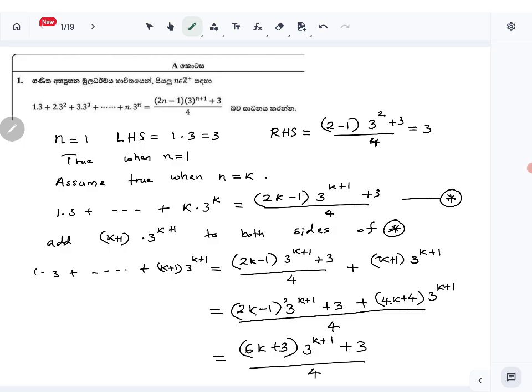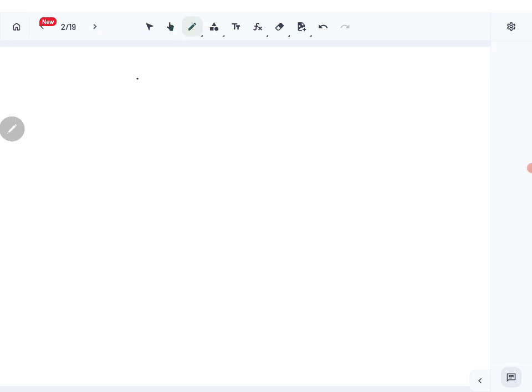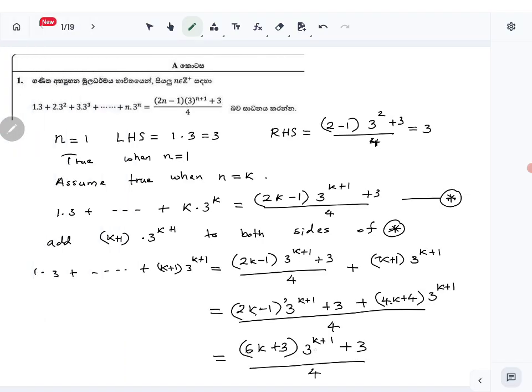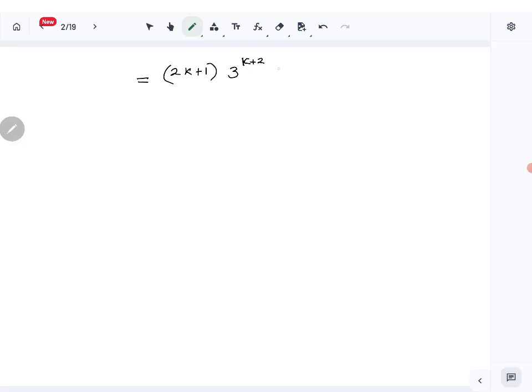Right. We want a plus 3 and 4. No? So those are already there. This 3 and this plus 4 we have. Now we have to simplify this part. Right. So look at 6k plus 3. You can take a 3 out. So do that. So you will end up with 2k plus 1 inside, 3^(k+2) now. Because we took a 3 out now. So we already had 3^(k+1). So 3^(k+2) is what we have. Plus 3 over 4. Right.